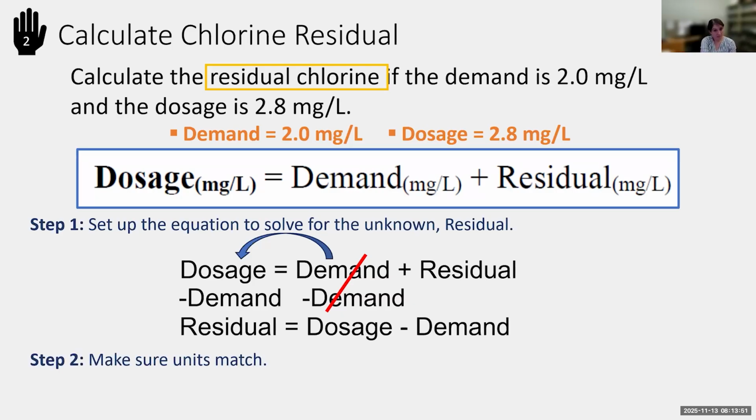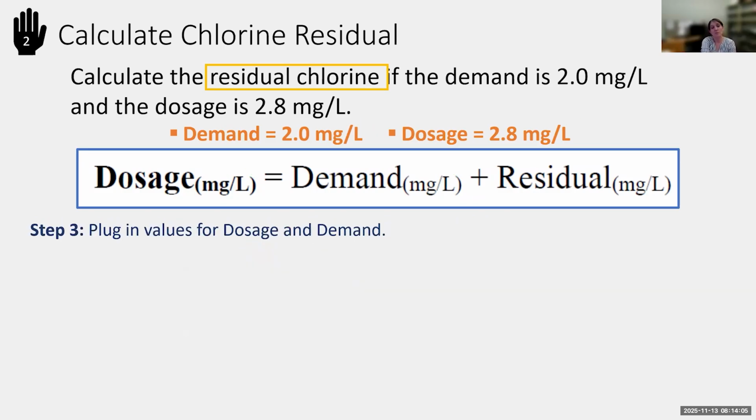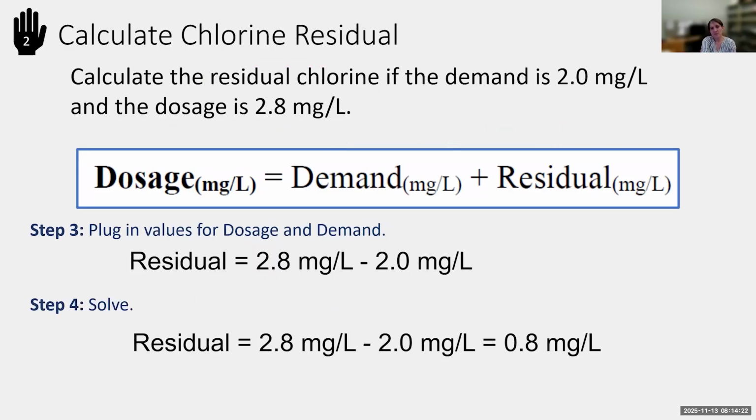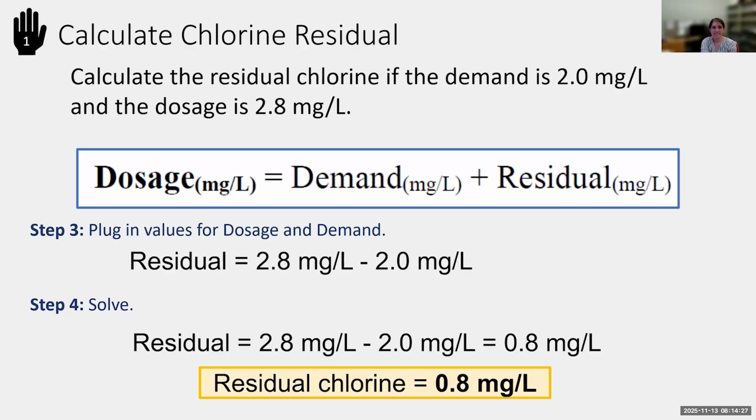We want to make sure that our units match before we can solve anything. So we're given demand in milligrams per liter, which matches the equation, and we have dosage in milligrams per liter. So we're good to go. We can move on to step 3. And we're going to plug in our values for dosage and demand. So we get residual equals 2.8 milligrams per liter minus 2.0 milligrams per liter. We can solve, and we get an answer of 0.8 milligrams per liter. So our residual chlorine is going to be 0.8 milligrams per liter.